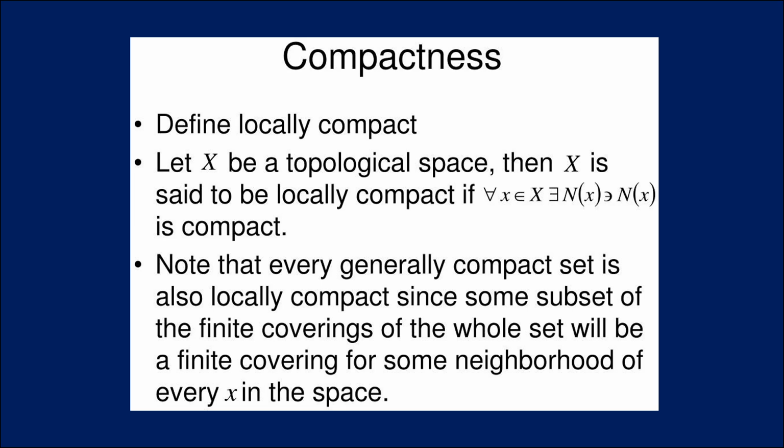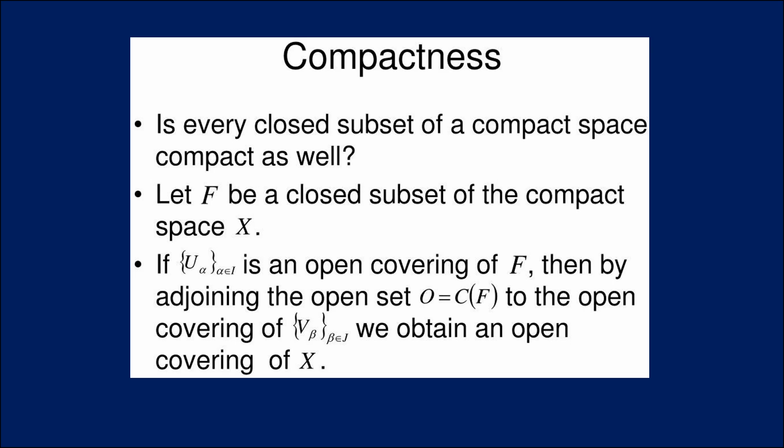Here is the locally compact topological space definition. Let X be a topological space, then X is said to be locally compact if for all x belonging to X, there is a neighborhood N of x that is compact. Note that every compact set is also locally compact, since some subset of the finite covering of the whole set will be the finite covering of some neighborhood of every x in the space. Here are some of the questions raised for compactness.